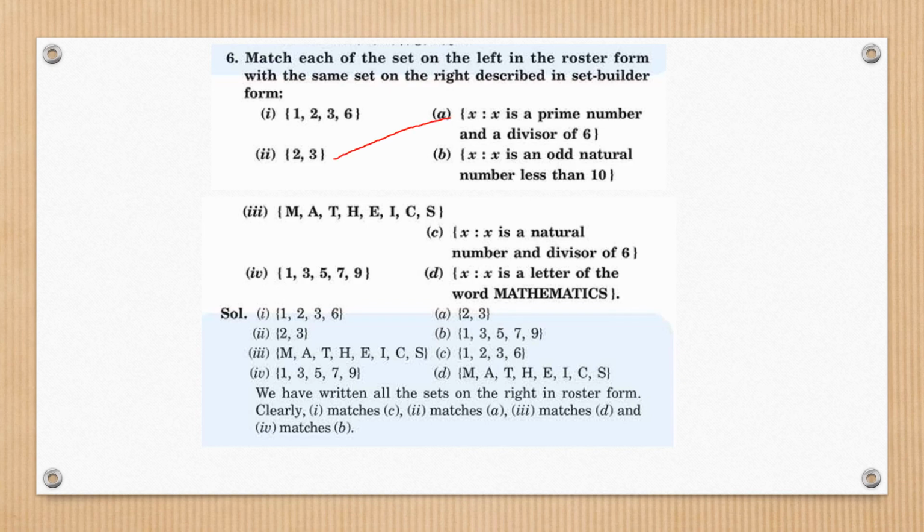See from here, x is an odd natural number less than 10. Odd natural number less than 10. So this one. Okay, so D is clearly with this, and this is x is a natural number and divisor of 6. So 1 is matching with C. Okay, so I think all the options are clear.